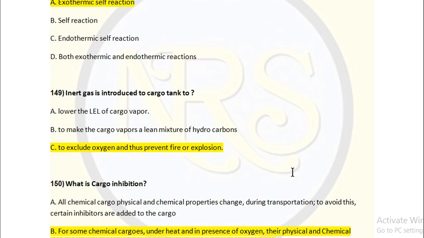Inert gas is introduced in order to remove the oxygen or air from the cargo tank and fill it up with inert gas, which has an oxygen content of less than 5%. So the chance of fire is eliminated by removing oxygen from the fire triangle. So option C is the correct answer for question number 149.